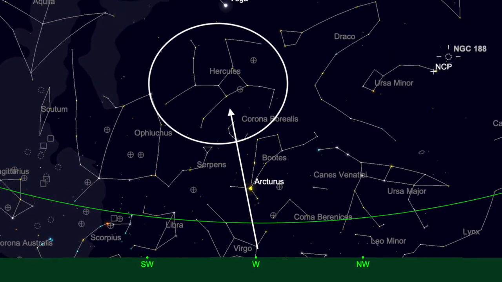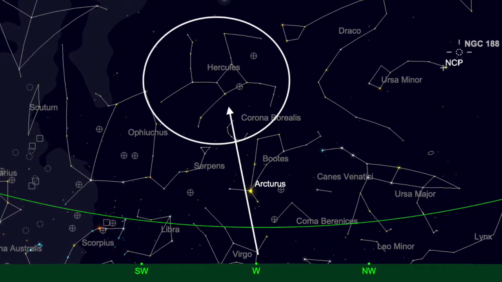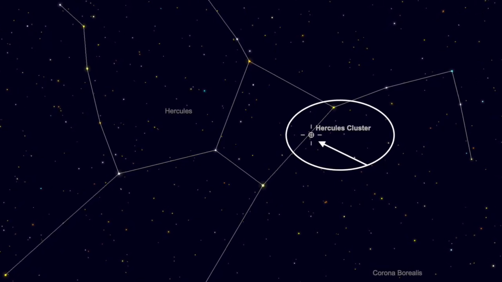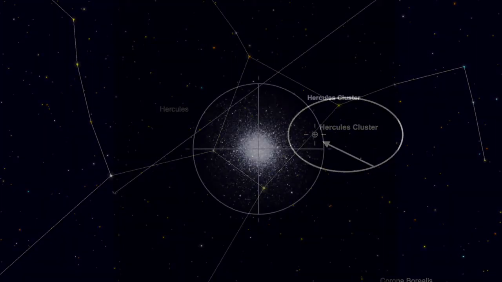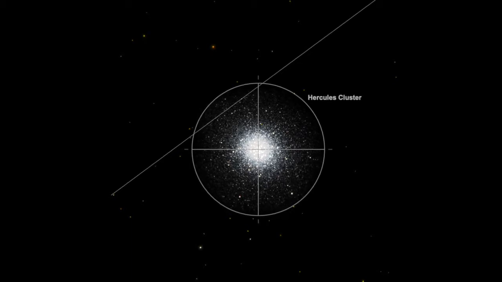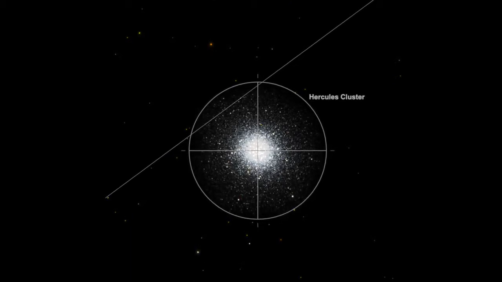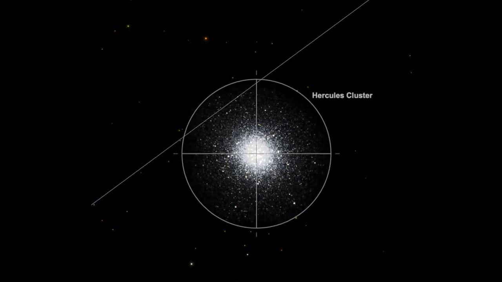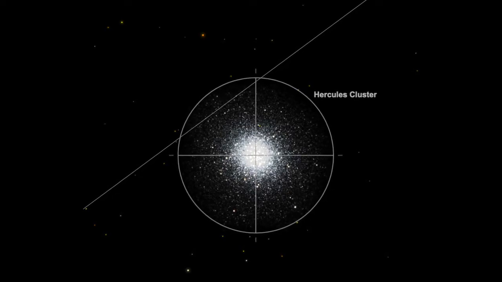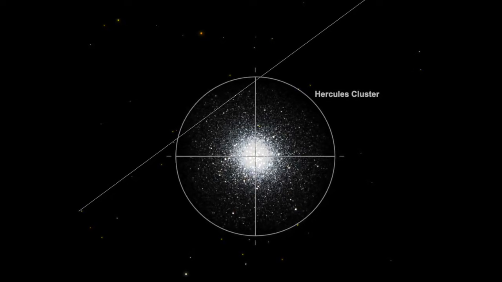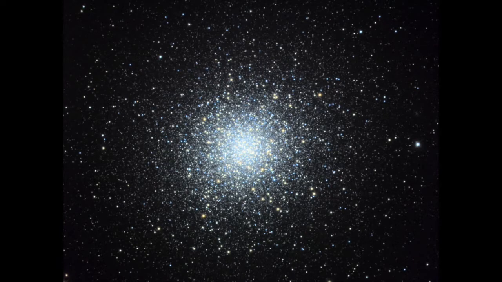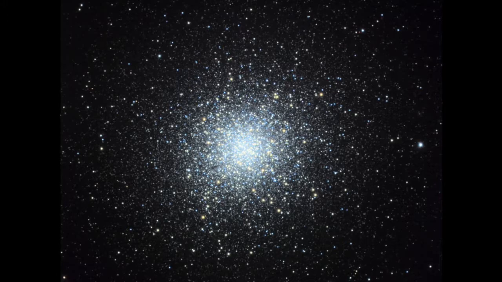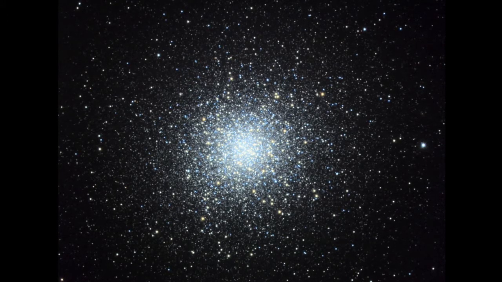Looking towards the west, we find the constellation Hercules. Within the constellation of Hercules is M13, or Hercules Cluster. Hercules Cluster contains several 100,000 stars. With that many stars, we can see why they are referred to as globular clusters or globs of stars. M13 is 12 billion years old. This is nearly as old as the Milky Way galaxy itself.